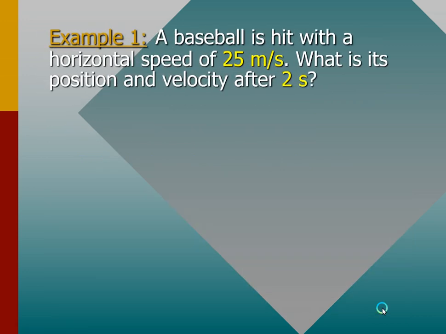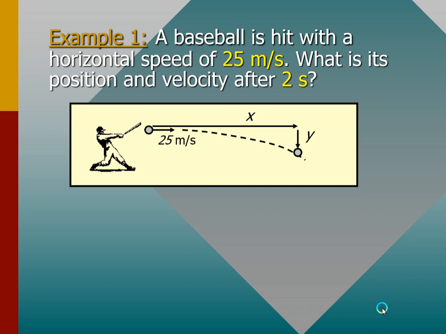Okay, let's have an example, so it is easier to mention. A baseball is hit with a horizontal speed of 25 meters per second. What is its position and velocity after 2 seconds? Take note, what is being asked is its position and its velocity after 2 seconds, if we hit it with an initial speed of 25 meters per second.